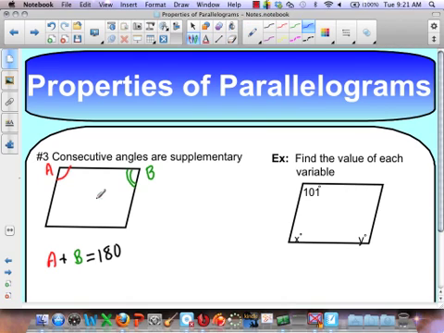so now that I have AB parallel to BC, BC is now my transversal, and now I have same side interior as well. So no matter what consecutive pair of angles I choose, they're always going to add up to 180. So Ted, give me an equation I can use to solve for either x or for y.